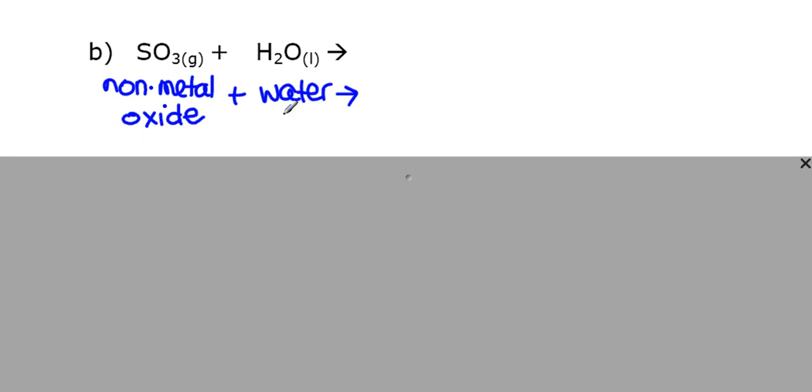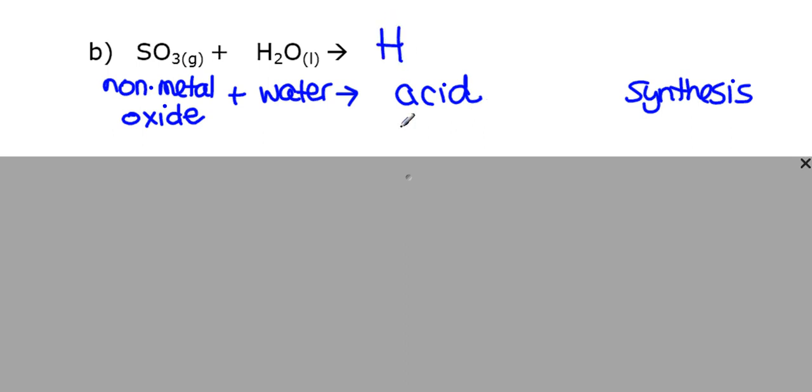So when I go and look at my notes, I see there is a pattern, non-metal oxide plus water. That is a type of synthesis reaction. And when I look more closely, non-metal oxides plus water produce acids. So I know my product here has to be an acid. Acid, we know, is hydrogen plus another ion. So I know with my acid, when I'm thinking about my product, hydrogen has to be there. I know it has a charge of 1.